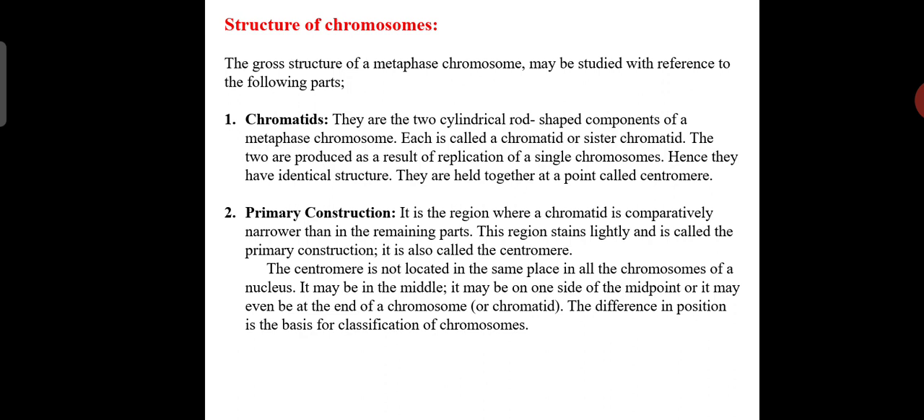It is the region where the chromatid is comparatively narrower than in the remaining part. In this region, the primary constriction region, which is narrow and lightly stained, it is called the primary constriction, or it is also called a centromere. The centromere is not located in the same place in all chromosomes. So in the last session we discussed that the place of the centromere depends upon the shape of the chromosome, right?